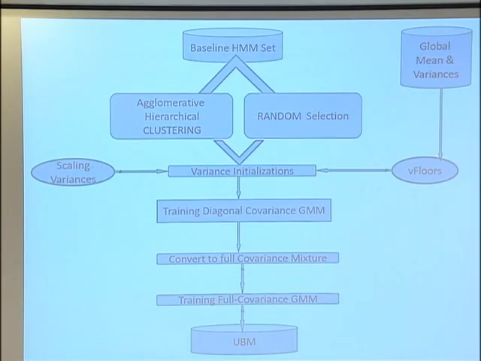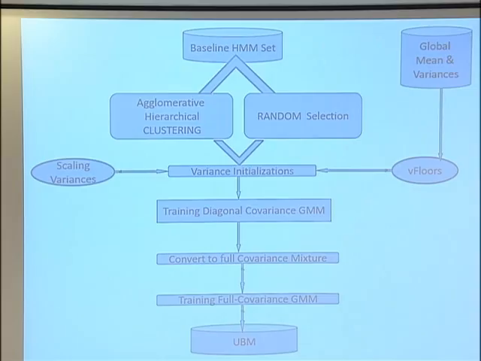To start with, we can start with a flat training, that is choosing global means and variances with all Gaussians having equal weights, or we can have a baseline HMM set.